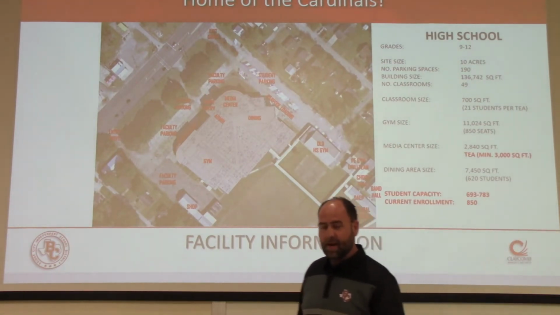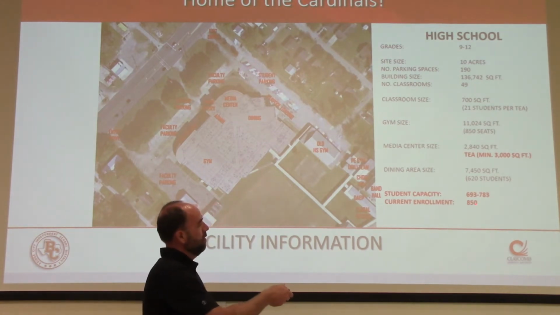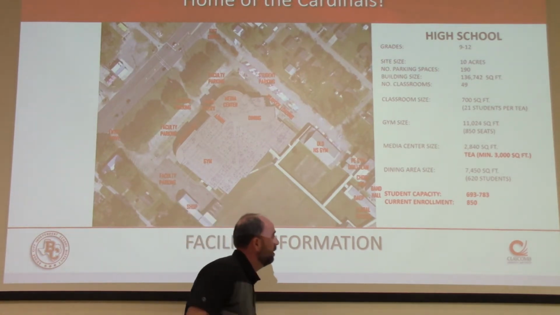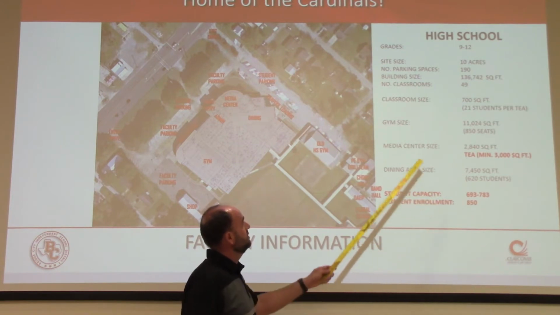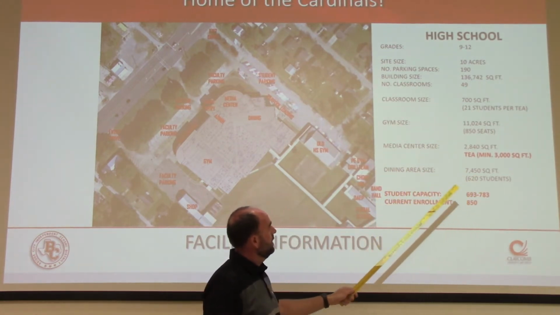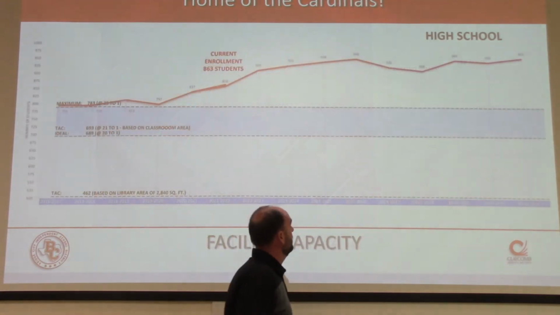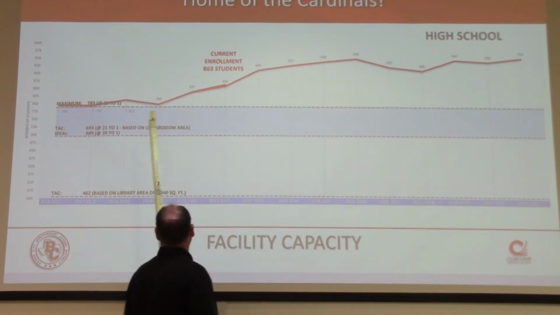I've already talked about a high school that's over capacity by 75 students. Here we are at current enrollment of 850, probably can't see that. What I want to focus on, number of classrooms, 49, and again, 850 students, so already over the maximum capacity of our high school.